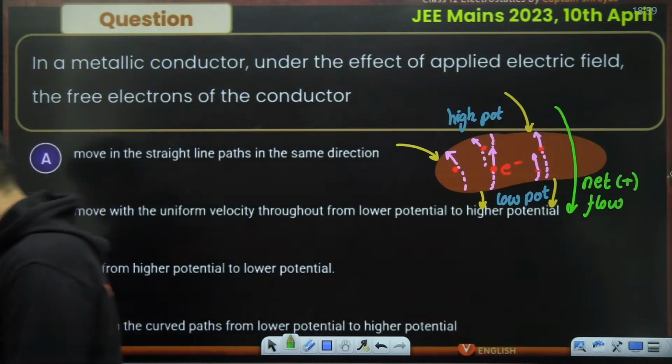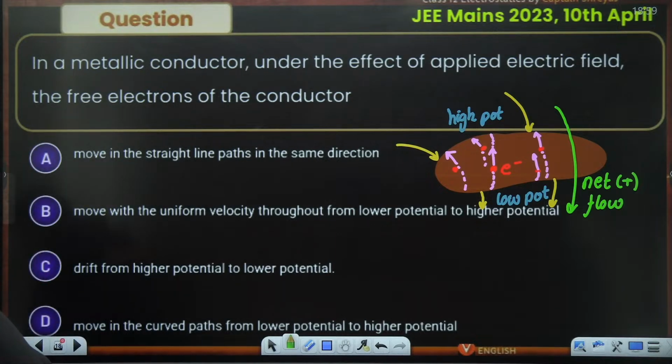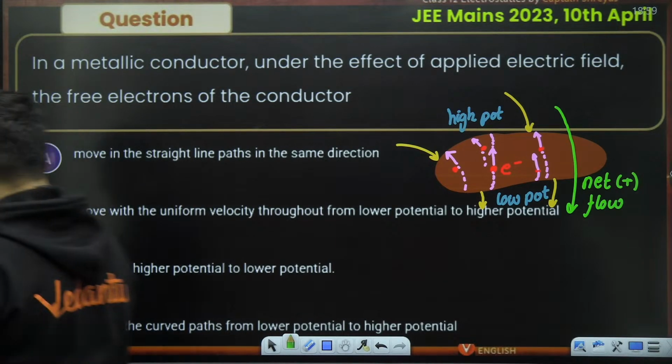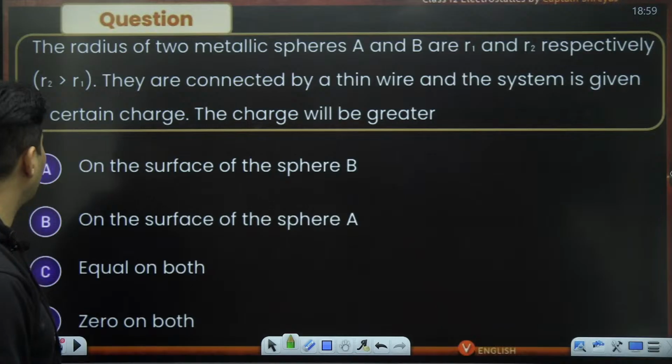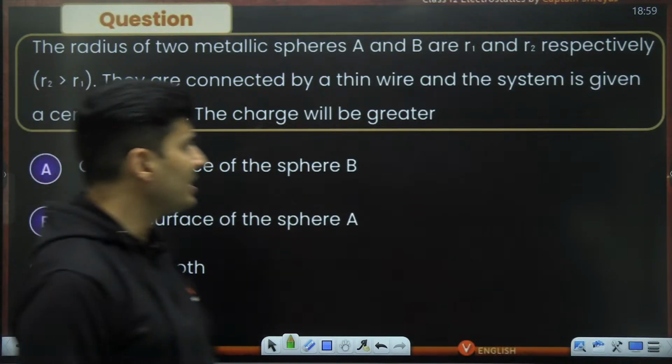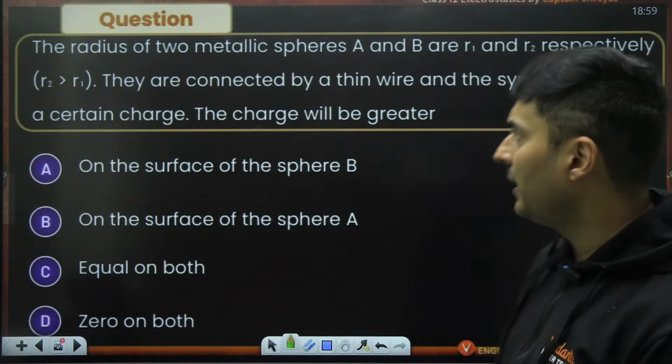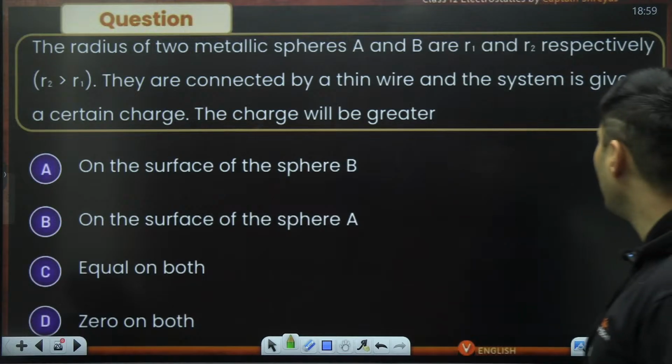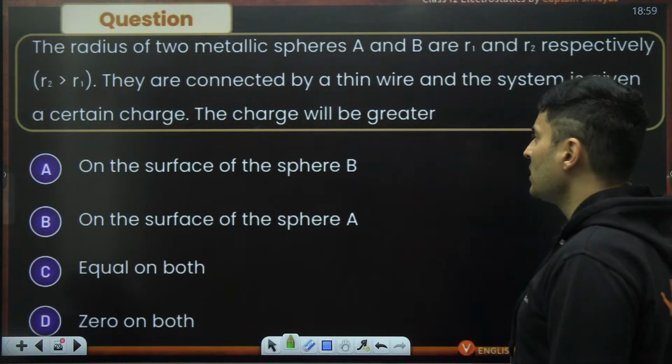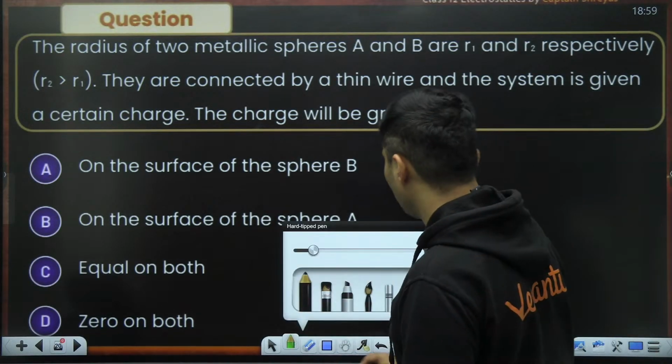Perfect. Yes. Is that clear, everybody, with me on this? Understood? Let's move to the next question on your screen. Two spheres are there, R1 and R2 are the radii. They are connected by a wire and they are given some certain charge. The charge will be greater on which one?